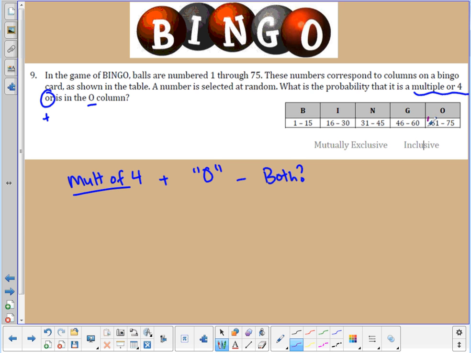When I look at the O column, I start at number 61 and go up to 75. So there are 15 total numbers in the O column. The reason I say 15 is because, sure, 75 minus 61 is 14, but I also need to include 61. So there's actually 15. So my successes there are 15. Oh, and by the way, my total is 75 because that's how many numbers there are in the bingo cage that they have all the numbers in.